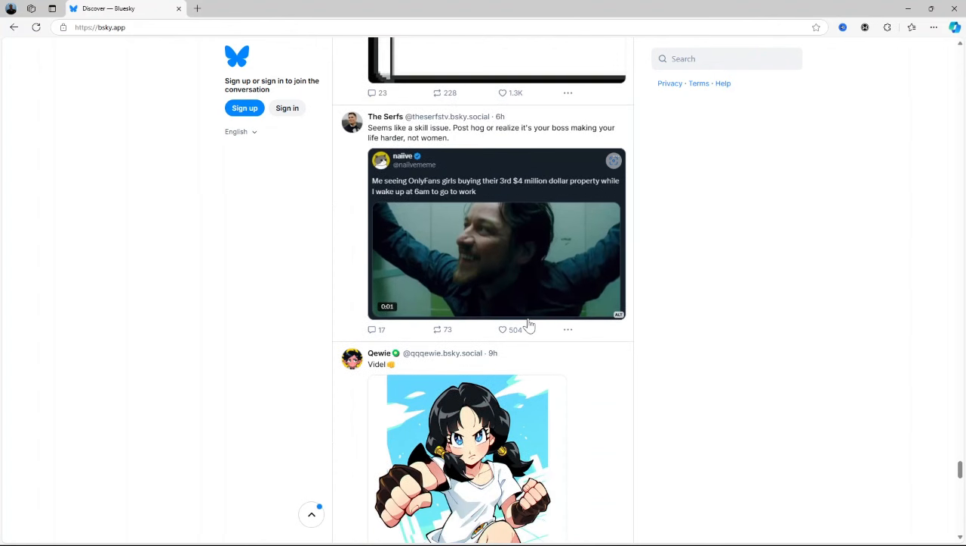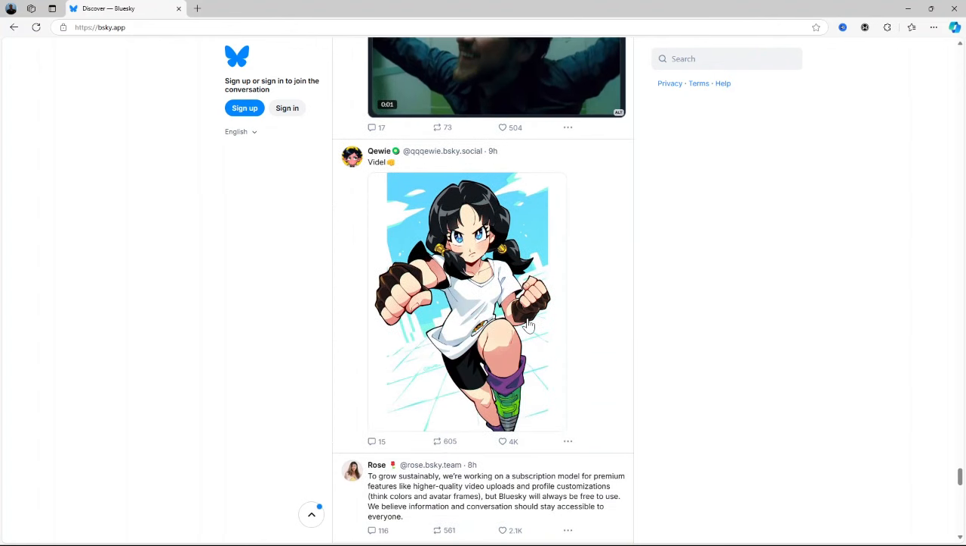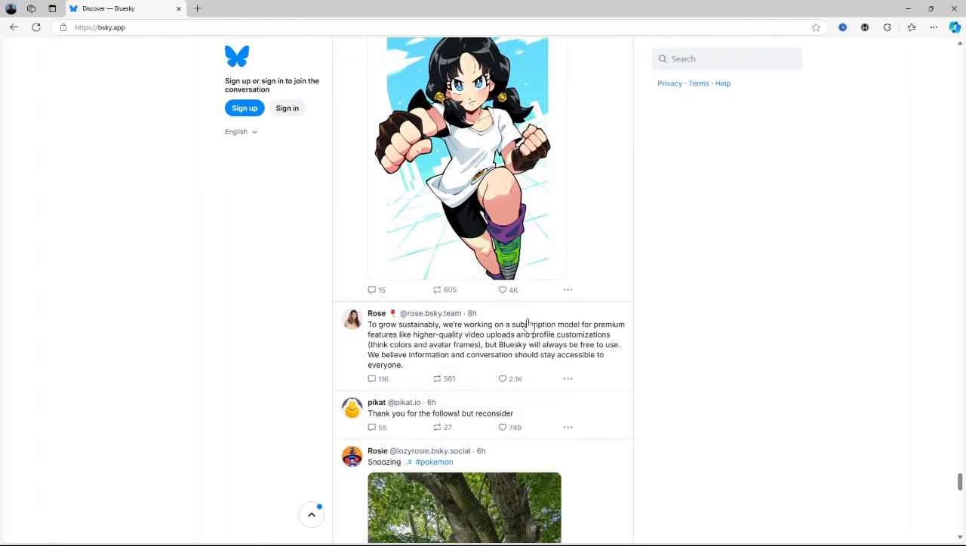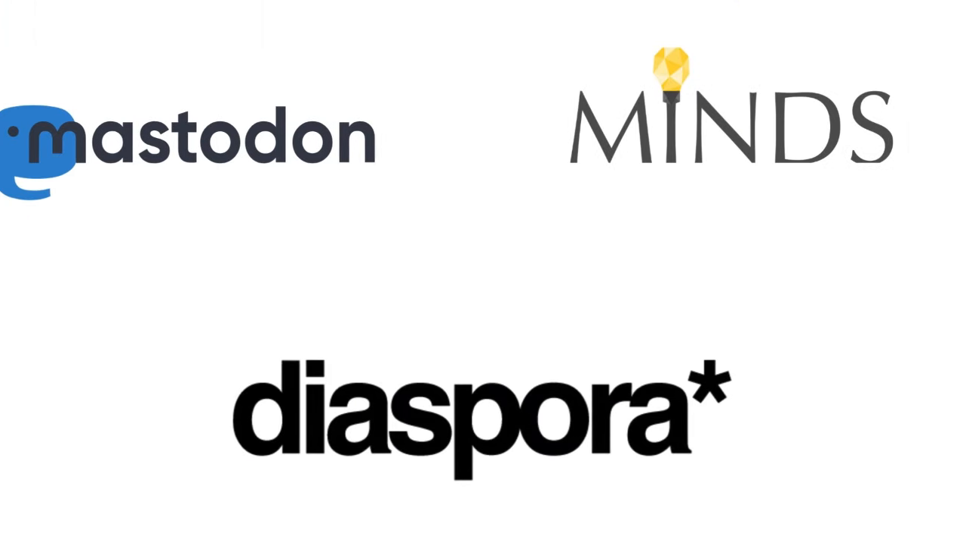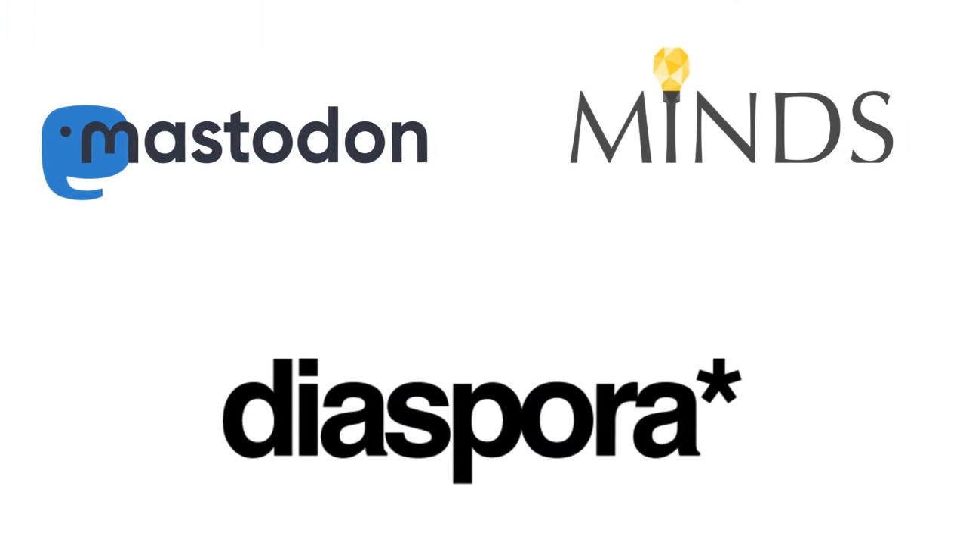If you feel Bluesky isn't quite what you're looking for, here are a few alternatives to consider: Mastodon, Diaspora, and Minds.